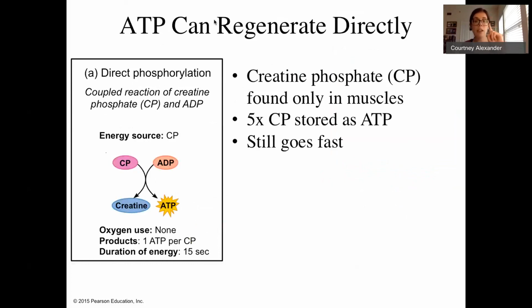The first way your body does it is it will regenerate it directly. It'll take the phosphate off of creatine phosphate, which is a molecule found only in your muscles, and it will add it to ADP and make new ATP. However, you only store enough for about 15 seconds worth of contraction. So you're going to go through that pretty quickly.